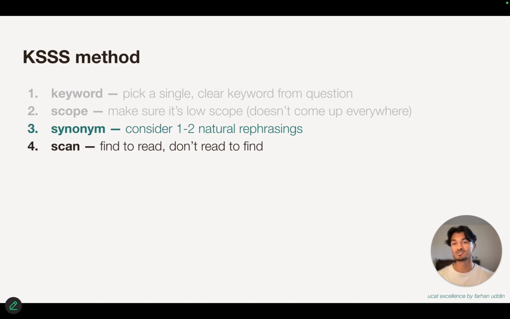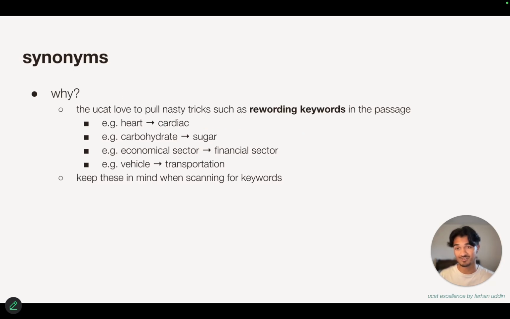Otherwise, let's move on to step number 3, which is synonyms. So you want to consider one or two natural rephrasings of questions. The reason is because, look, the UCAT's sneaky and they love pulling nasty tricks like rewording keywords in the passage because they know a lot of people almost dogmatically try and look specifically for these keywords. And so they hide them under the guise of synonyms. So for example, heart becomes cardiac, carbohydrate becomes sugar, the economical sector becomes financial sector, and vehicle might become modes of transportation. So keep these in mind when you're scanning for keywords.